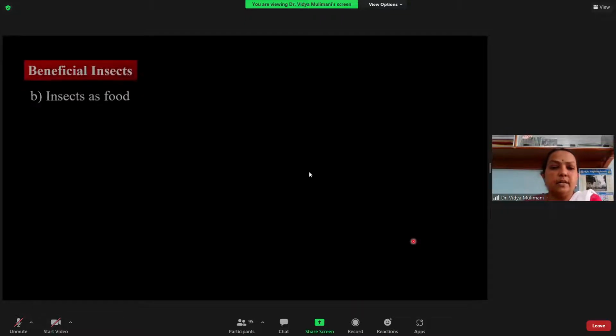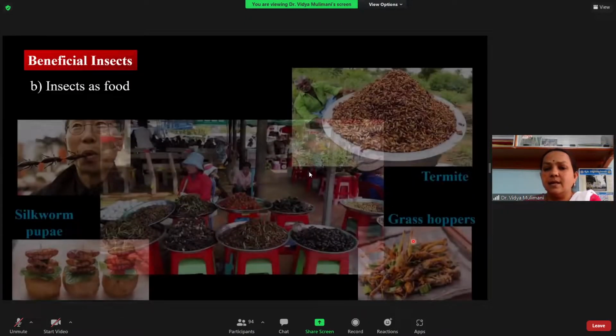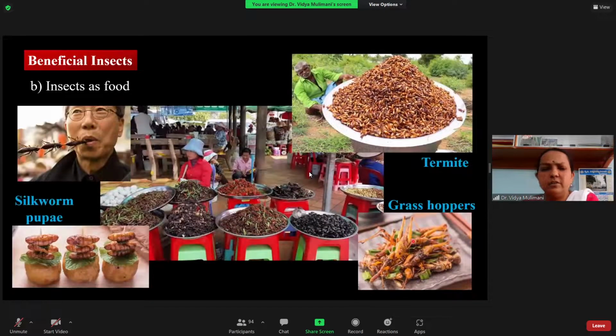Okay, next I'll be dealing with insects as food. I'm just giving you an example, which will be dealt with in detail in a separate topic. Here the termites are the major ones, plus the grasshoppers. In Thailand, Malaysia and other developing countries, they mainly depend on these insects as food. They have a separate market for insects, and also a separate restaurant for these insects.